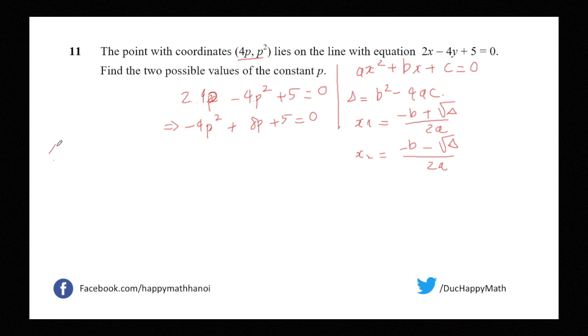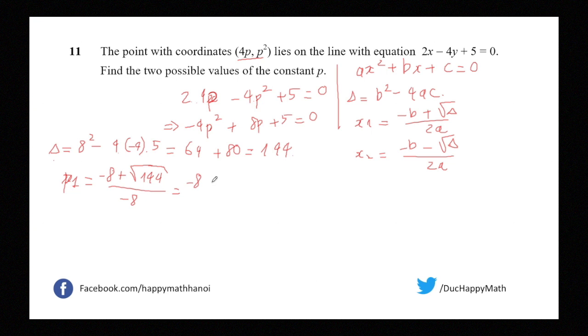First, I want to define the delta. Delta is b squared, which means 8 squared, minus 4ac. It means 64 plus 80, so it is equal to 144. So how about p1? P1 is minus b, which means minus b is minus 8, plus the square root of the delta, the square root of 144, divided by 2a, which is minus 8.